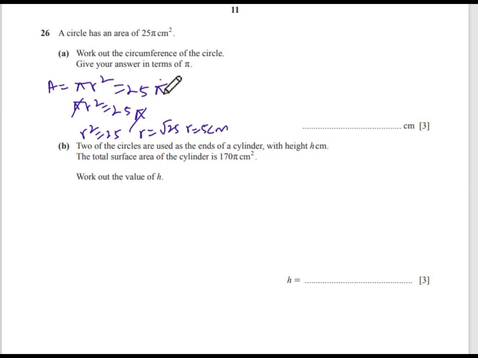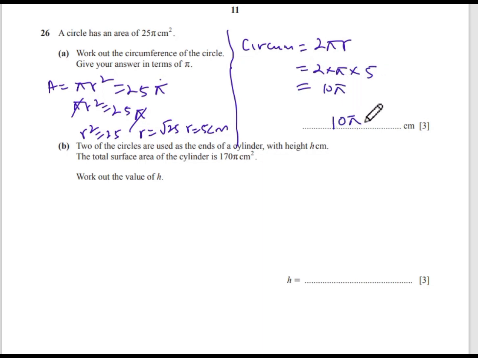Now to calculate the circumference of the circle in terms of pi, the circumference is 2 pi r. Since we are leaving the answer in terms of pi, it becomes 2 times pi times 5. 2 times 5 is 10. That's 10 pi. Our answer is 10 pi centimeters. Then 26b. And this is the last question in this series.